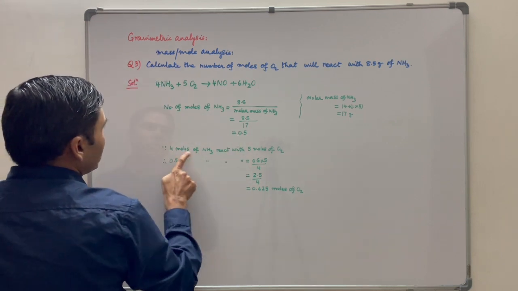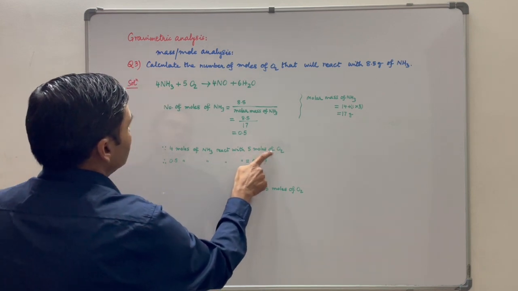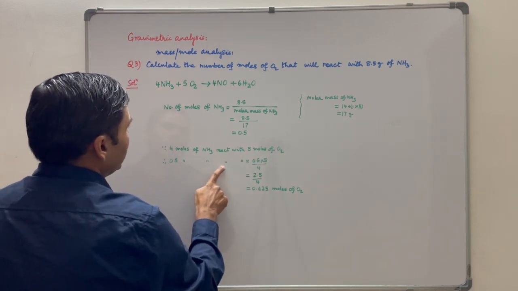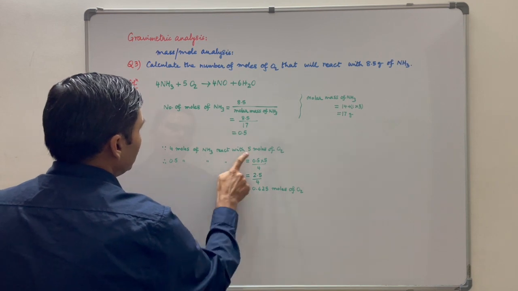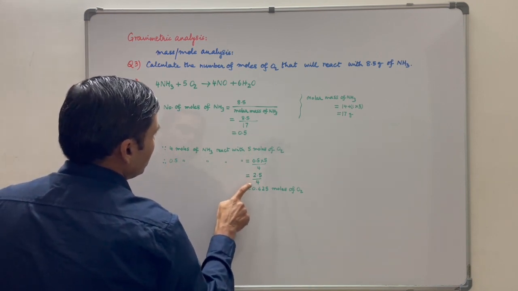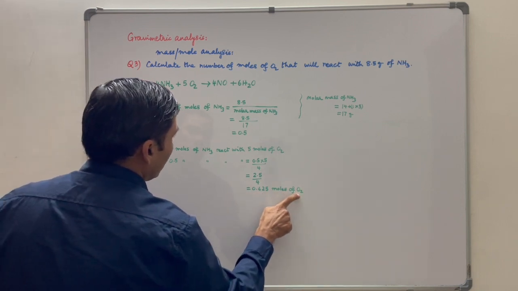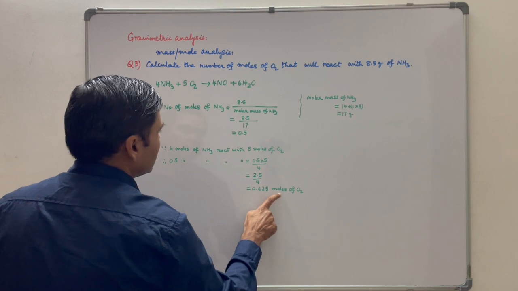Since 4 moles of ammonia react with 5 moles of oxygen, 0.5 moles of ammonia will react with 0.5 into 5 upon 4. So that is 2.5 upon 4, and that is equal to 0.625 moles of oxygen, and that is the answer.